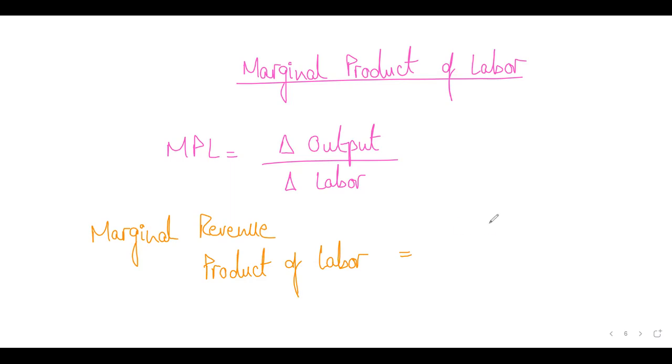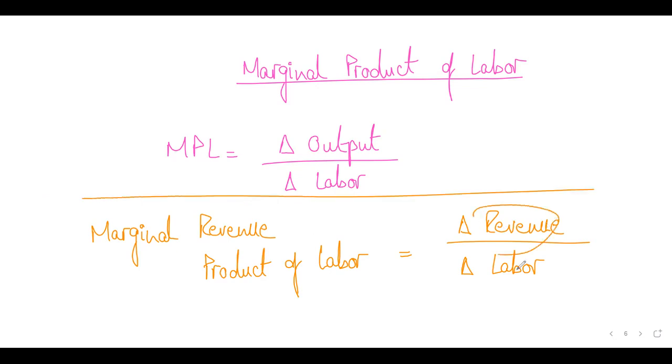So how much will be the change in revenue of the company, the delta revenue, due to hiring of one more unit of labor? That is what your marginal revenue product of labor is. That is, how much the revenue of the firm will change due to hiring one more unit of labor. Okay. Now think about this.